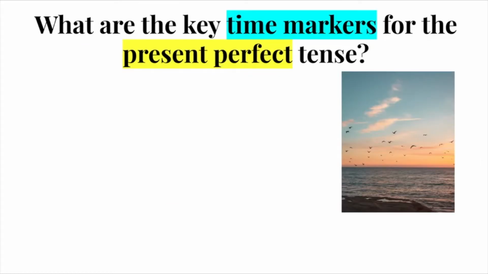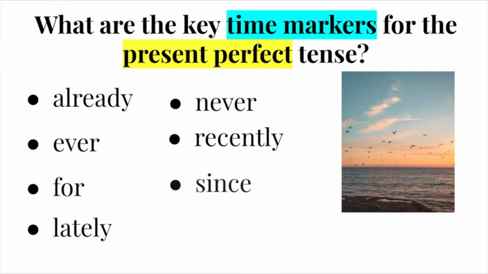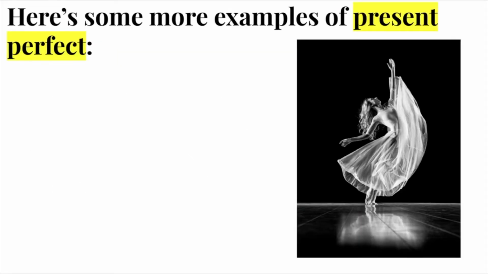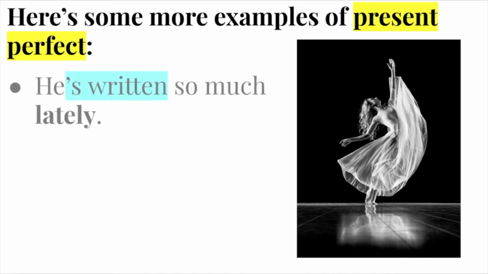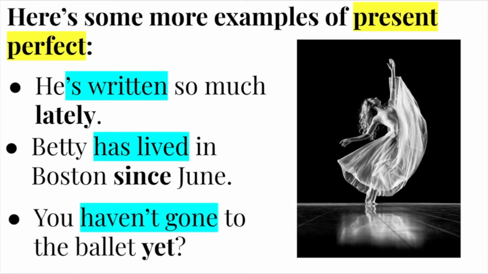What are the key time markers for the present perfect tense? Already, ever, for, lately, never, recently, since, still, and yet. So memorize those so that you can know which time markers to use for the present perfect tense. Here's some more examples of the present perfect. He's written so much lately. Betty has lived in Boston since June. You haven't gone to the ballet yet?